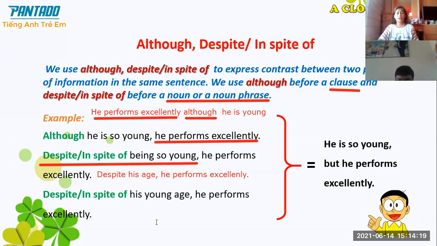Okay, so now here, you can see that although, despite, and in spite are still expressing a contrast. Despite his age, he performs excellently. Despite his look, he still looks beautiful. Despite his lack of money, he still wins the game. So you can see there is a contrast. There is a similarity when you say despite, in spite, and although.